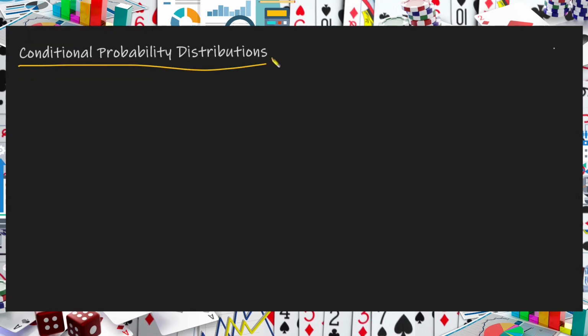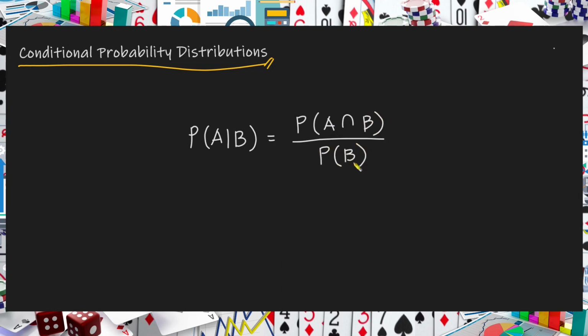Now recall the definition of conditional probability. When we say the probability of A given B, that is the probability of A given that B occurred. This is equal to the probability that both A and B occurred over the probability that B occurred, given that the probability of B is not equal to 0. Again, we combine it with the concept of joint probability.